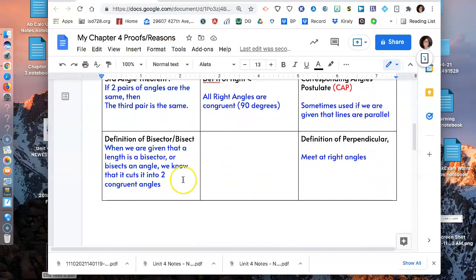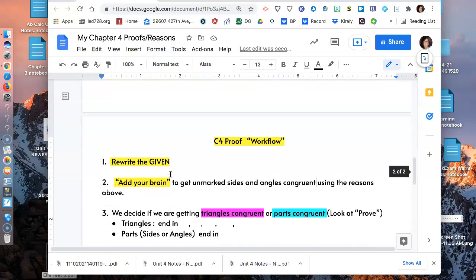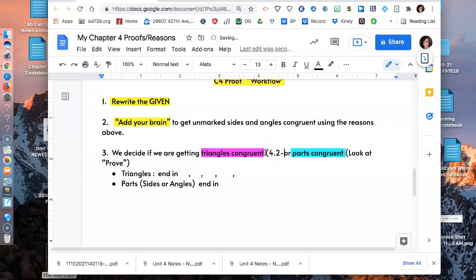If we're told something's bisected or an angle gets bisected, bam, we're going to steal 2 angles with our brain by using the definition of bisect. Okay, then we are going to be deciding if in the proof it says that we're getting triangles congruent. So I'm going to write on here, which is sections 4.2 to 4.3, or parts congruent, which we haven't done yet, but we will in 4.4. So let's add that on there.